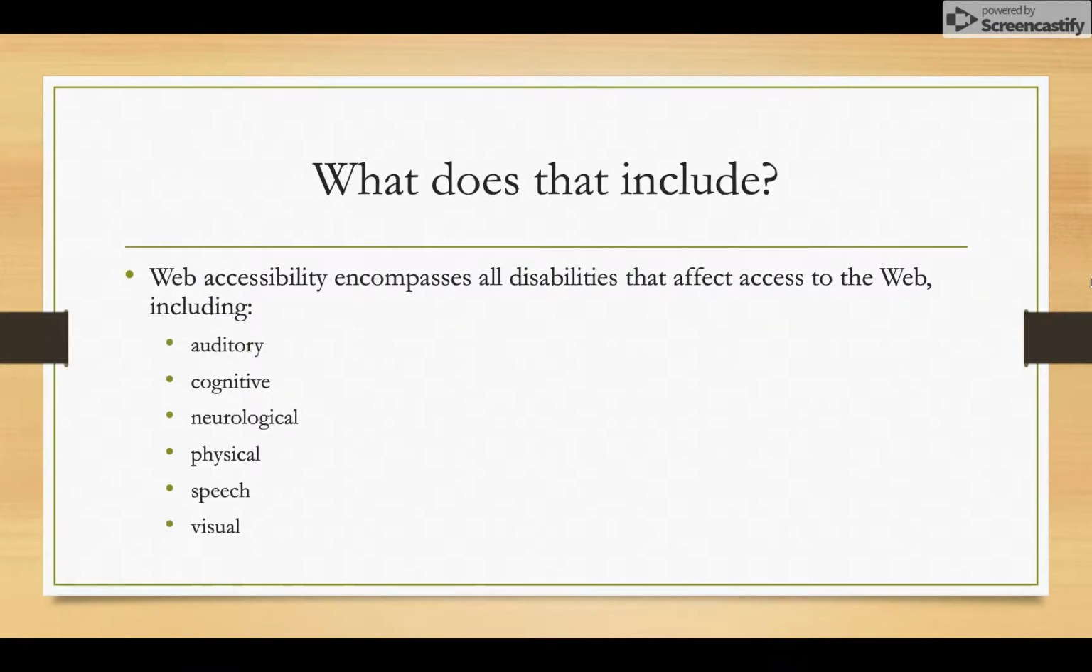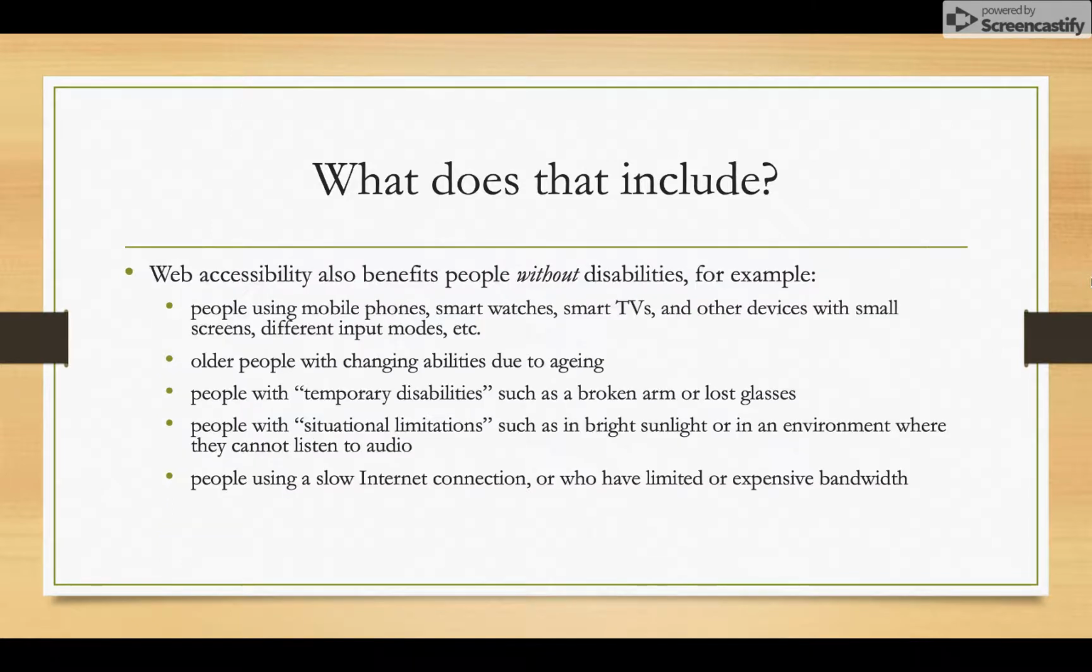So, what does that include? Web accessibility encompasses all types of disabilities that affect access to the web, including any type of auditory or hearing disability, cognitive, which has to do with the way that you think, neurological, which is brain function, physical disabilities, speech disabilities, as well as visual disabilities. We have to think, someone who's blind still needs to have a way to be able to access the web. So we need to be aware of that and thinking of that when we're creating our websites.